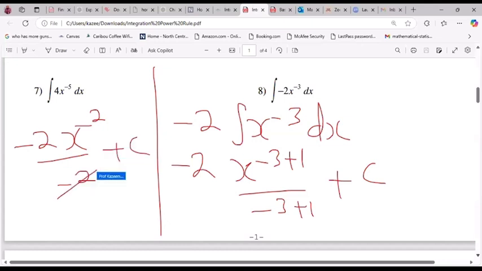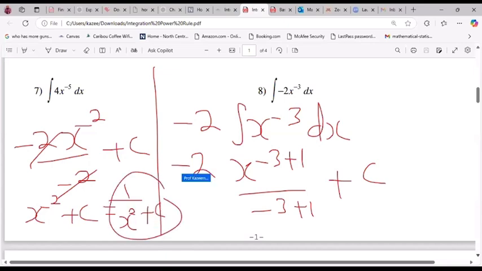Okay, so negative 2 cancels negative 2. I'm actually going to have this plus c. Or I can rewrite that as 1 over x squared plus c. So it's the same. So that I leave my answer in this form, and I leave it in the other form. So every other one actually makes sense.